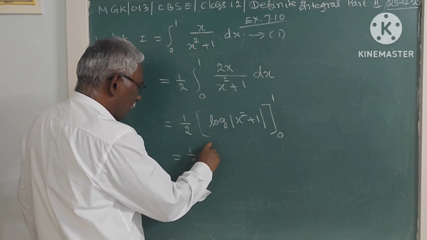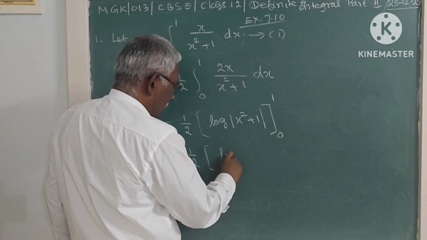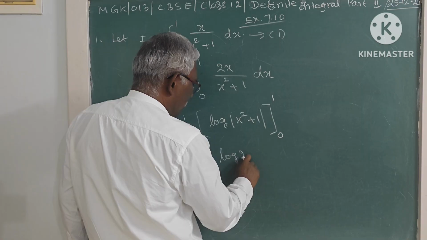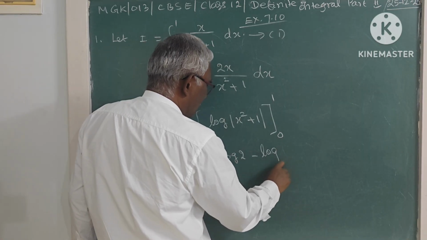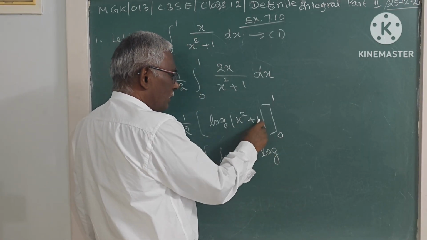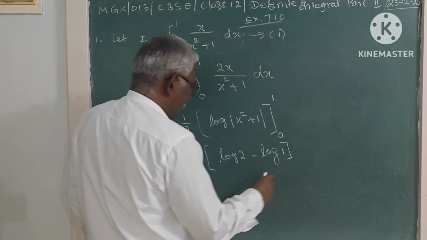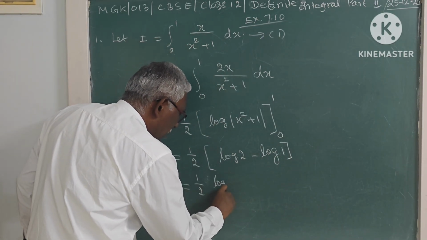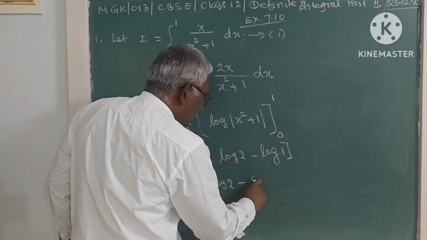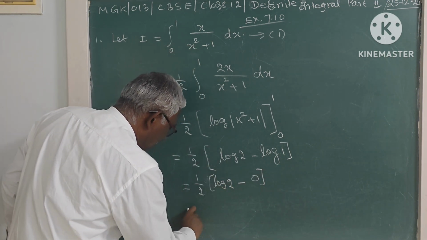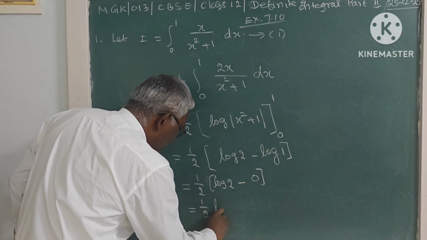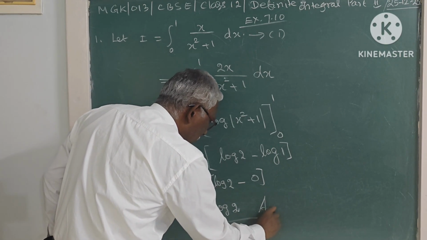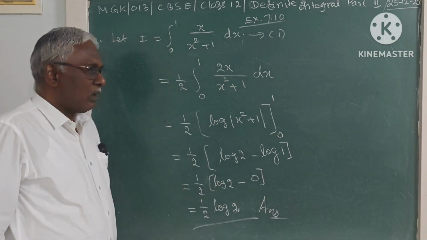Half times now log of, we put x is 1, 1 square plus 1, so 2 minus log, x is 0 means log 1. So this will be half times log 2 minus 0 is equal to half log 2. So this is the answer.